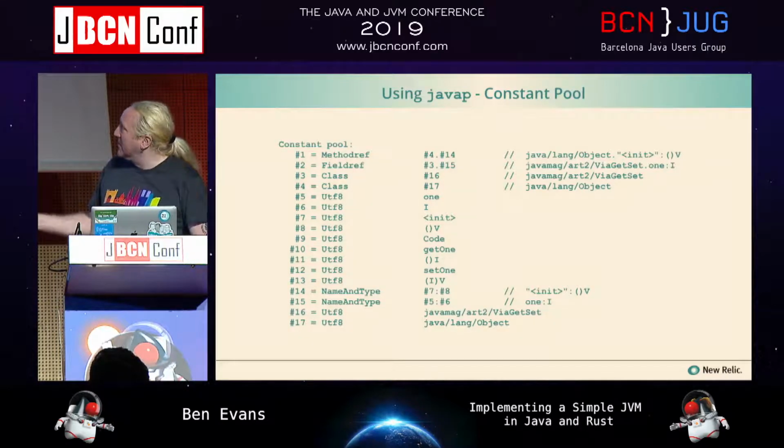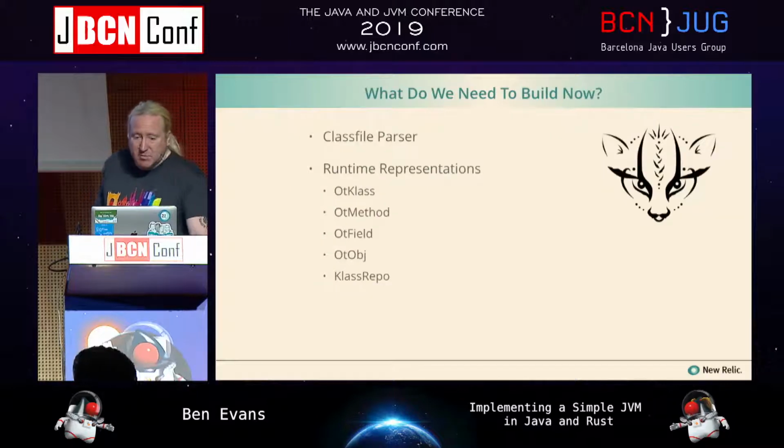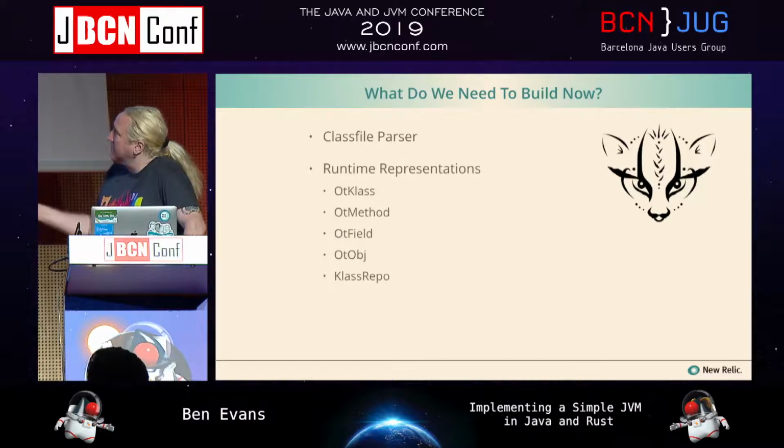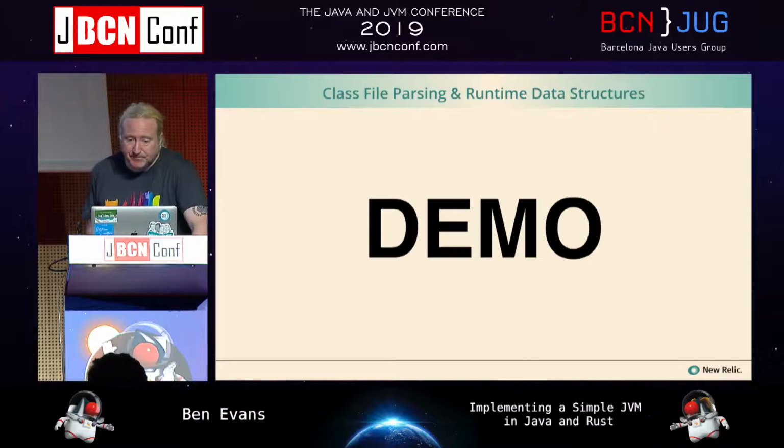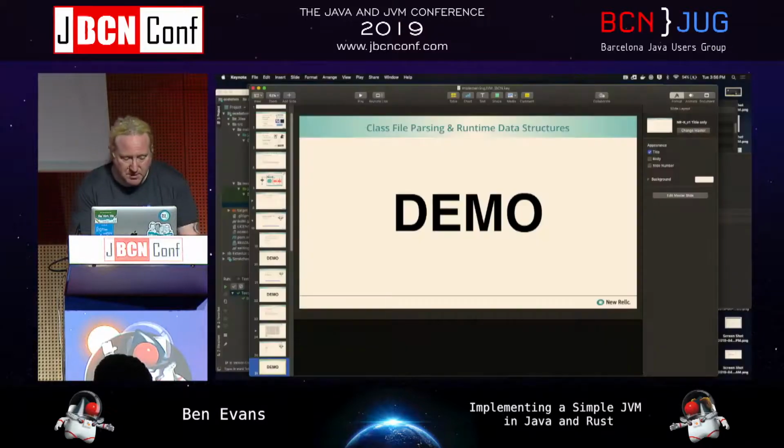Other things which you can see in here, like the name and type, the name of the class itself, the name of the superclass, which obviously is object. So now, here's what we need to build. We need to build a class file parser. We need runtime representations of these things. And, oh, look, we might also build a runtime representation of an object now, OT_obj. And we'd better have a class repo to keep our classes in so that we can look up classes and look up methods when we need them. So back to the demo.